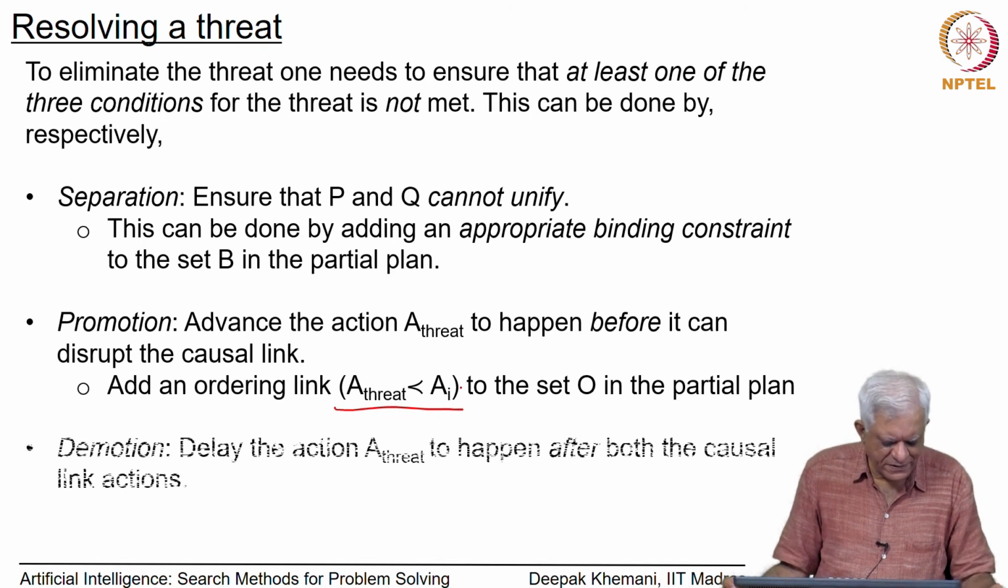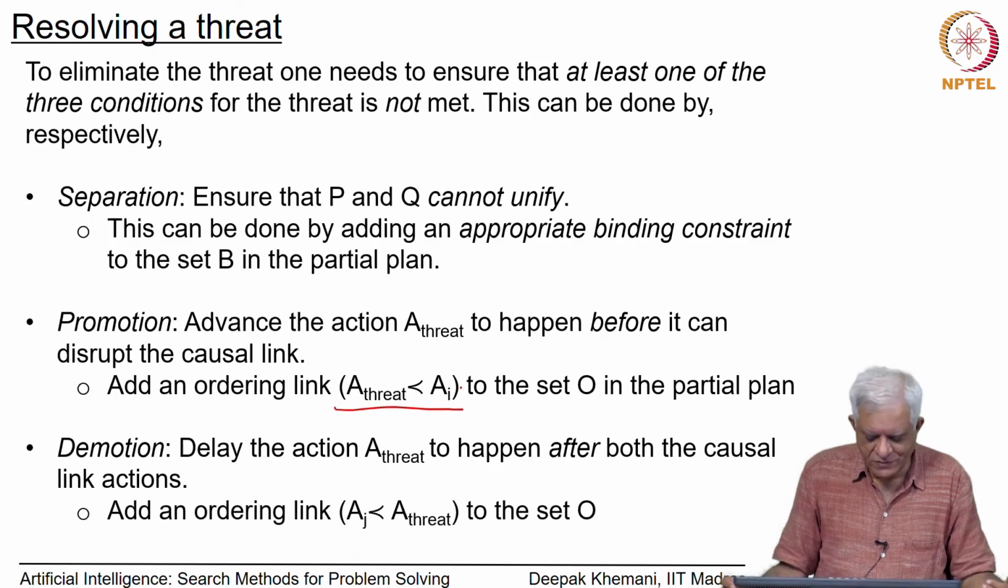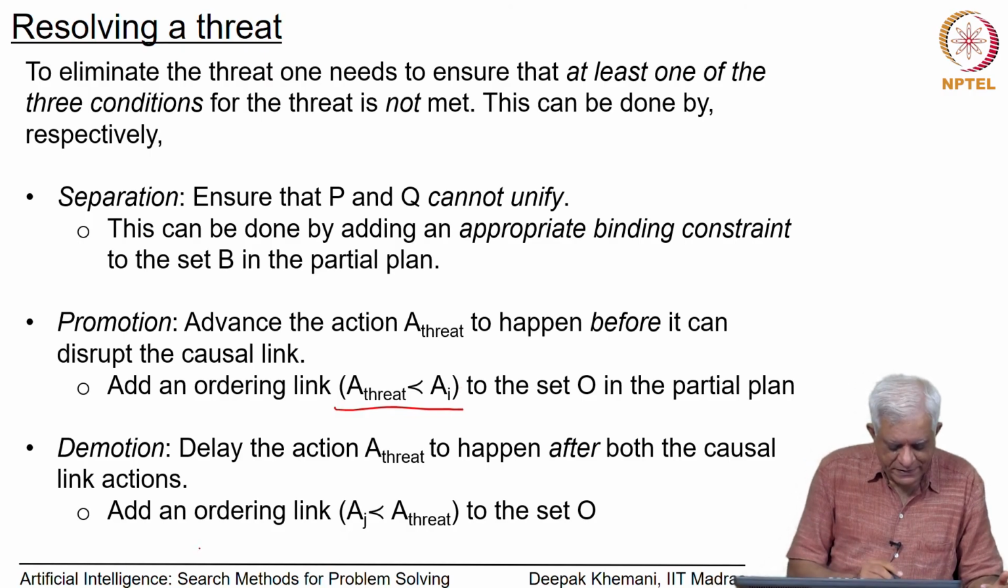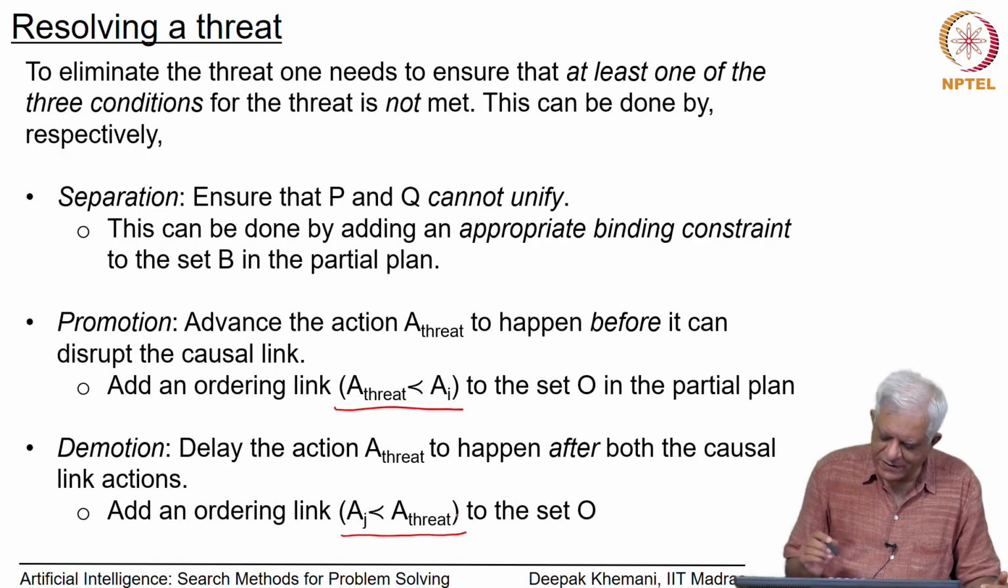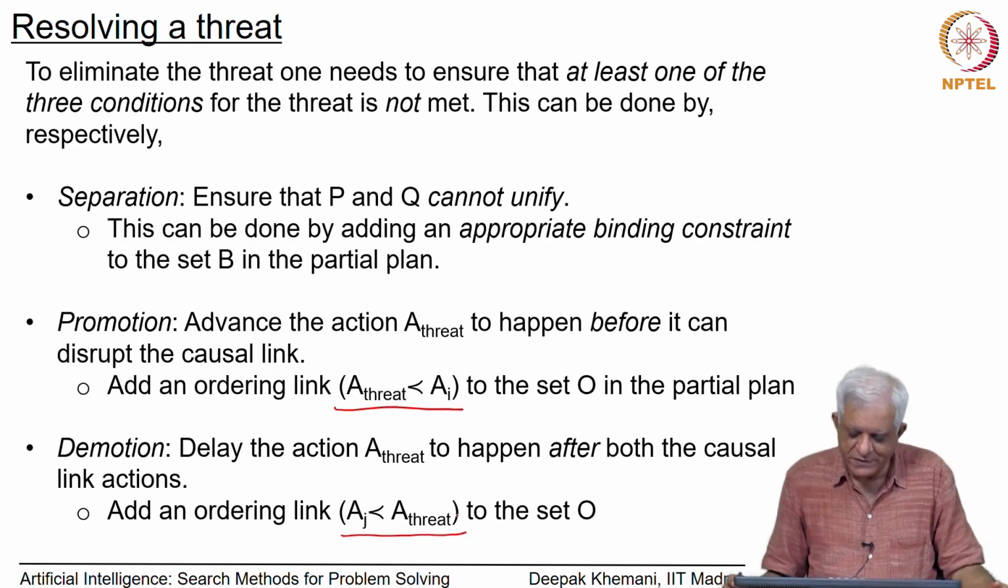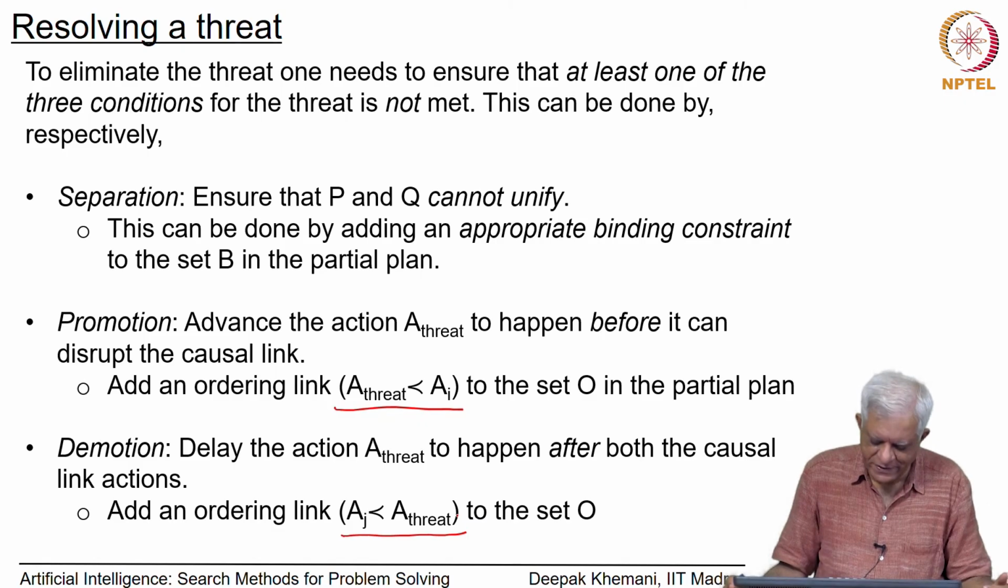The third thing is called demotion, which says that the action A threat should happen after the causal link has been in some sense consummated, and we can do that by saying that AJ, which is the consuming action for the causal link, happens before A threat. So, AJ has finished consuming P, and now it no longer matters whether A threat happens afterwards and destroys P.